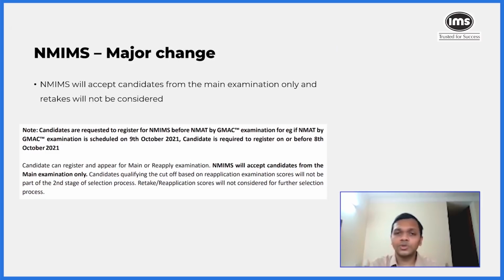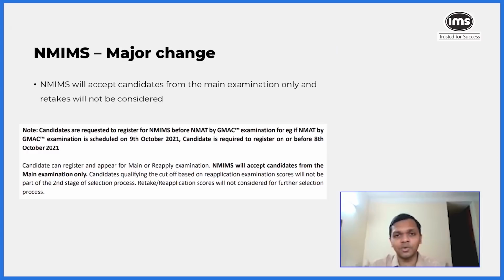Now NMIMS has also started its own applications for the 22 cycle. So if you are applying for NMIMS, of course NMAT is the score that they will be accepting. But earlier, they used to accept the best of the 3 scores or 2 scores that you submit. A lot of students would take 2 attempts or 3 attempts and they would submit all those scores. And NMIMS used to take the best of those scores. But what they have done this year, and that's the only and the major change that is there, is that NMIMS has written that they will accept candidates from the main examination only and retakes will not be considered.